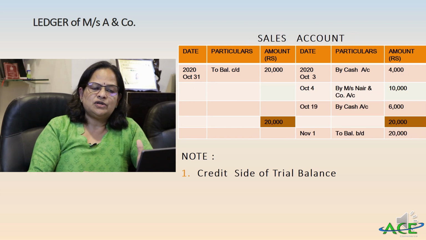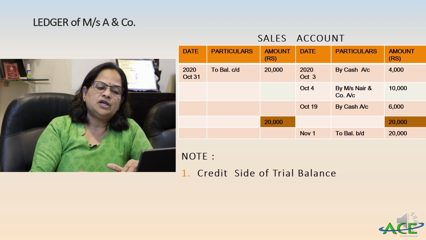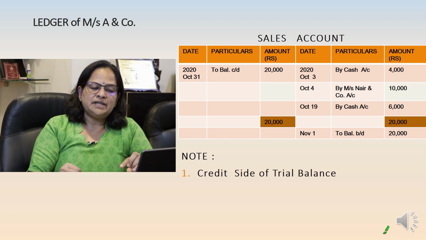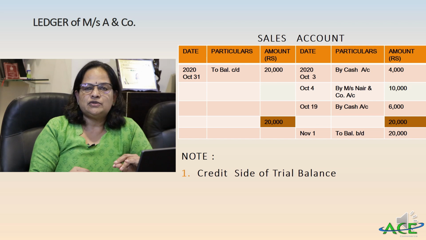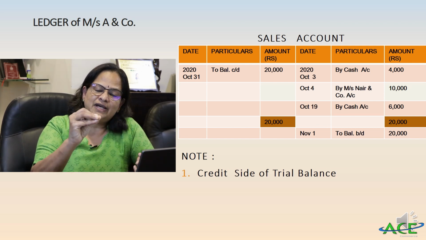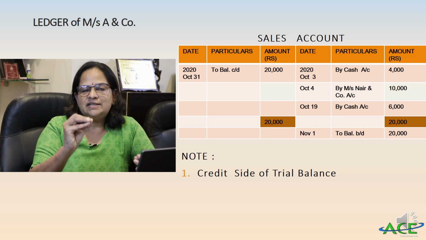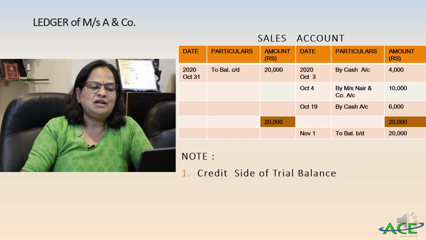Next is sales account. Sales account has only the credit side entries in the ledger account. So by cash 4,000, by Messrs Nair and Company 10,000, by cash account 6,000. So credit side you are getting 20,000. There is no corresponding debit value. So that meaning it will have a credit balance. This sales account is having a credit balance and this will go to the credit side of the trial balance.